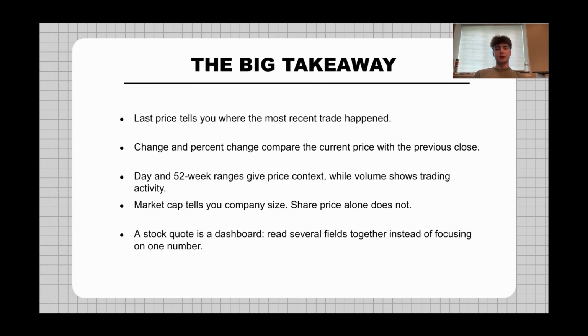So let's go ahead and look at the big takeaways now. The last price tells you where the most recent trade has happened. The change and percent change tell you how far the stock has moved from the previous day's close. The day's range tells you the low and high prices today. The 52-week range gives you a longer term price context, right? A year of context. Volume tells you how much trading activity is happening. And market cap tells you the size of the company by market value.